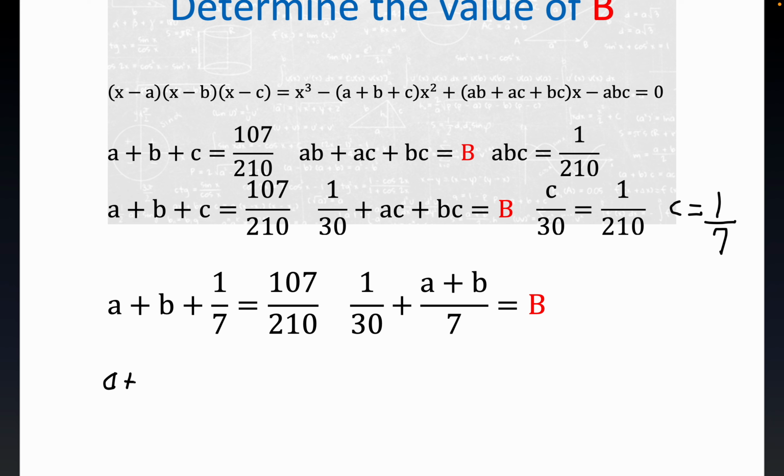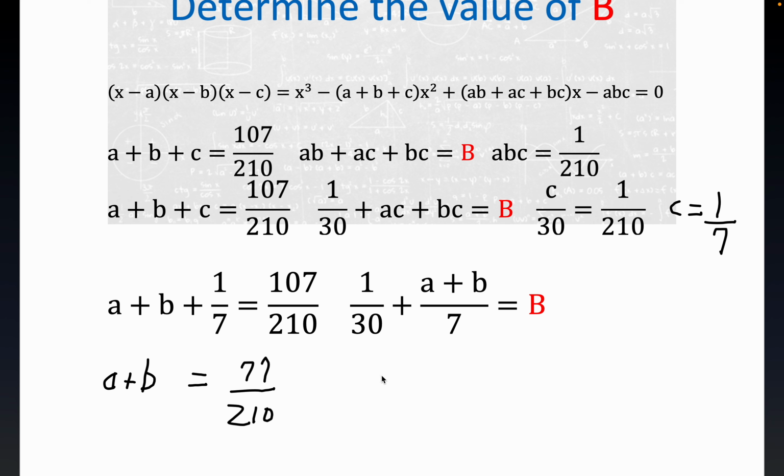Now we need to subtract 1/7 from both sides and make it an equivalent fraction with a 210 in the denominator. That would be what? 30? Yeah, 30 over 210 is 1/7, right? So if you subtract 30 from both sides, you get 77 over 210. Okay?